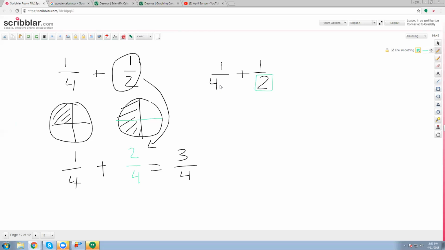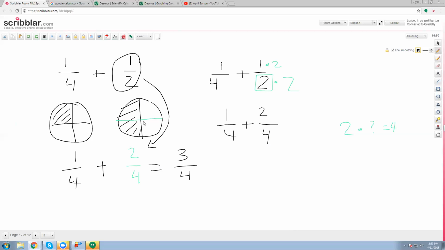So this 2, what could we multiply it by to make it a 4? We want the bottom to be the same. So what could we multiply 2 by to make 4? So 2 multiplied by what would give us the 4? Thank you, Annie, 2. But when we work with a fraction, what we do to the bottom, we also have to do to the top. So we have 1/4 plus 1 times 2 is 2. 2 times 2 is 4.